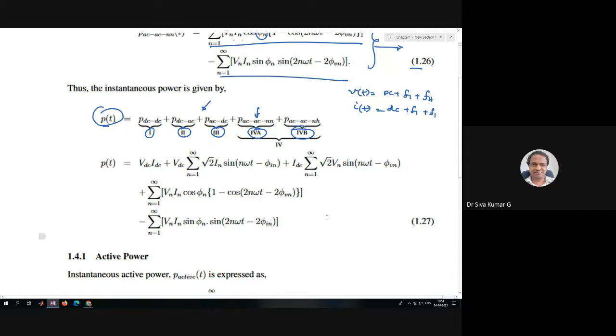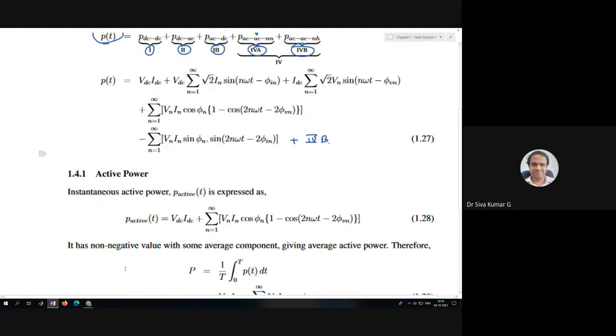Here there is one more term missing, the fourth term, I think. Equation 4b is missing. Now the active power: P active of t is VDC IDC. This is the P active of t.